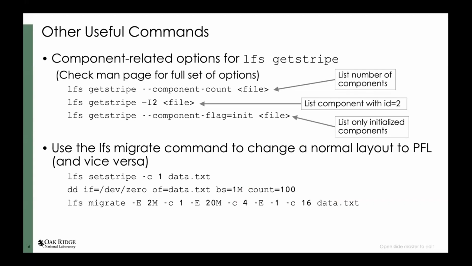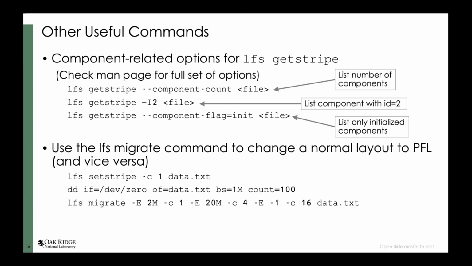There's a few other useful commands related to PFL. With lfs getstripe, you can actually specify some options that will retrieve information just for single components. You can use --component-count to list the number of components in the file. If you want to list information about a specific component, you can do so with -I and then the component index. You could also list components that only have a specific field. For example, if you use --component-flag=init, you would list only the initialized components on that file.